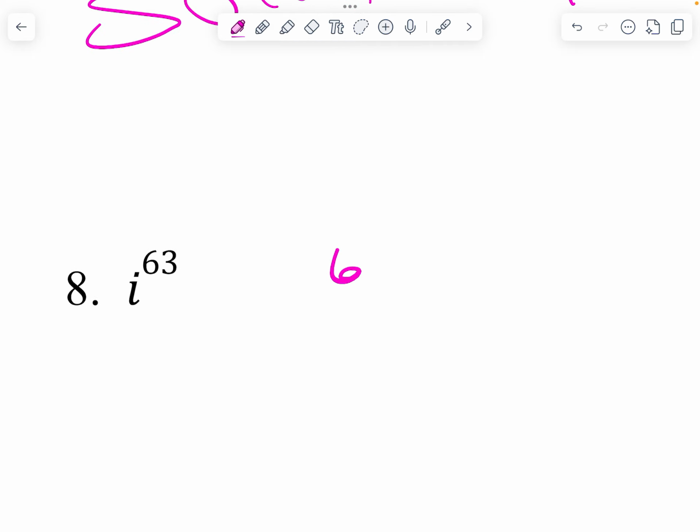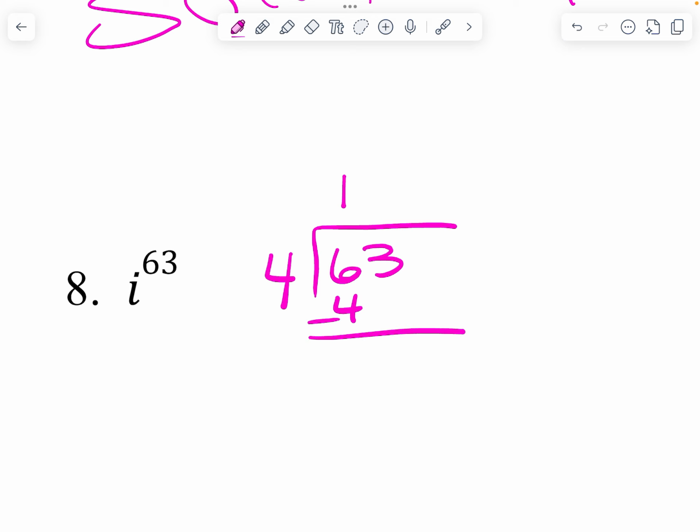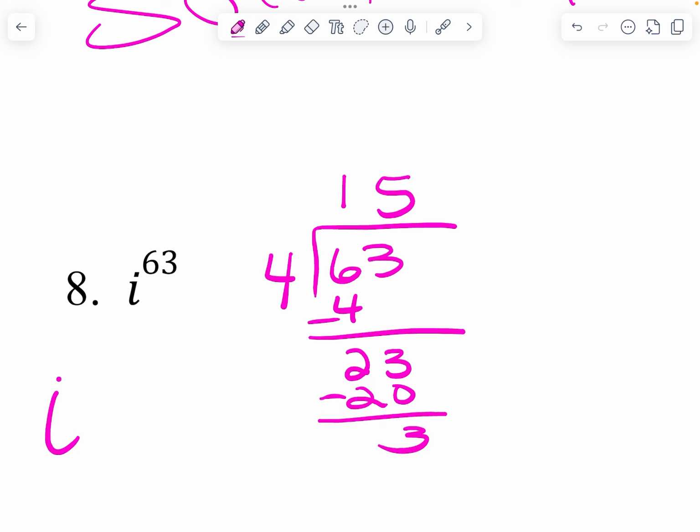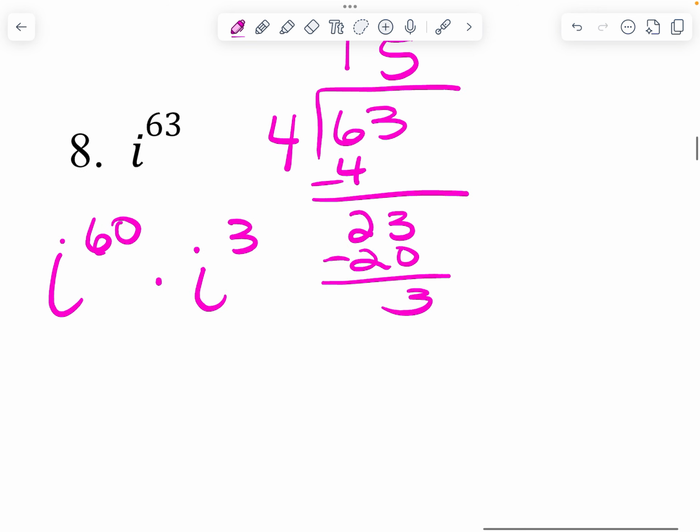63. Hopefully you know that 4 goes into 64 evenly, but if you don't, we'll do this. It goes in 1 time 4. I will get 2, bring down the 3. That'll go in 5 times, so I'll get 3 left over. So, i to the 60th times i to the 3rd. You may be asking, how do I know what the answers are? This right here tells me what this one's going to be, so I just subtract the exponents. So this is going to get me 1.